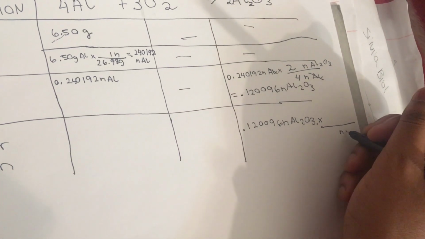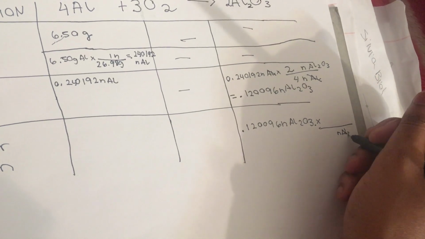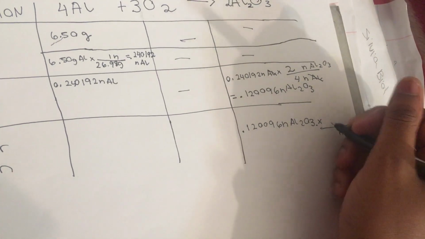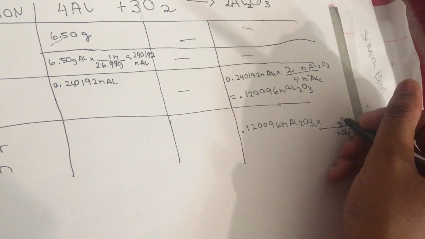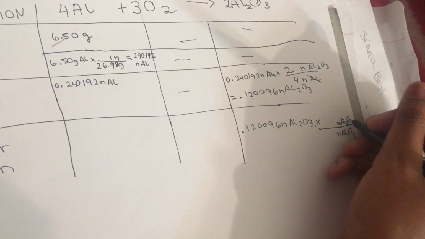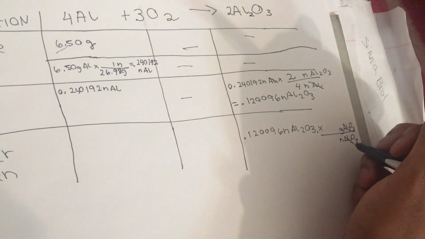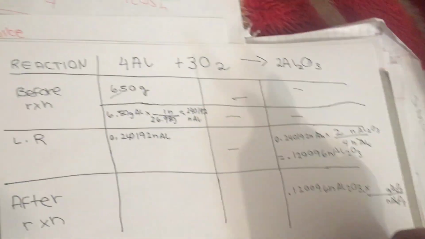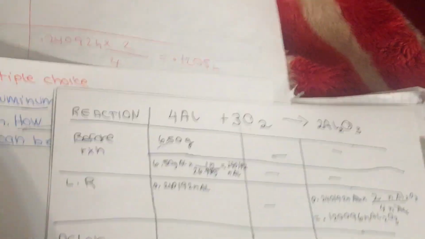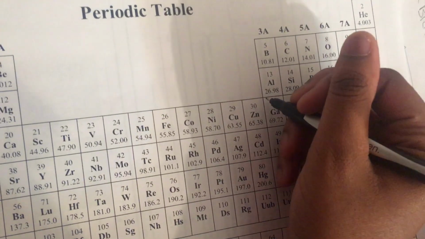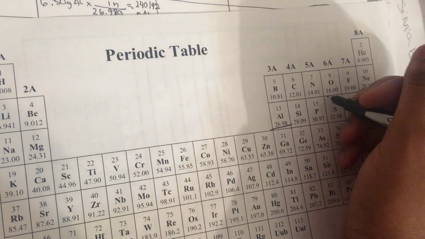At the bottom we're trying to cancel out moles of aluminum oxide, and at the top we want the grams of aluminum oxide. That will always be the order. So we want to cancel out the moles. What we'll be doing right now is finding the molecular weight of aluminum oxide.